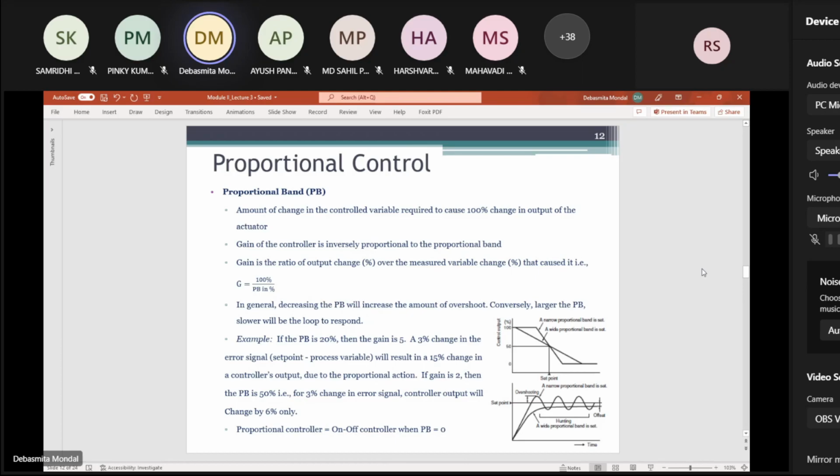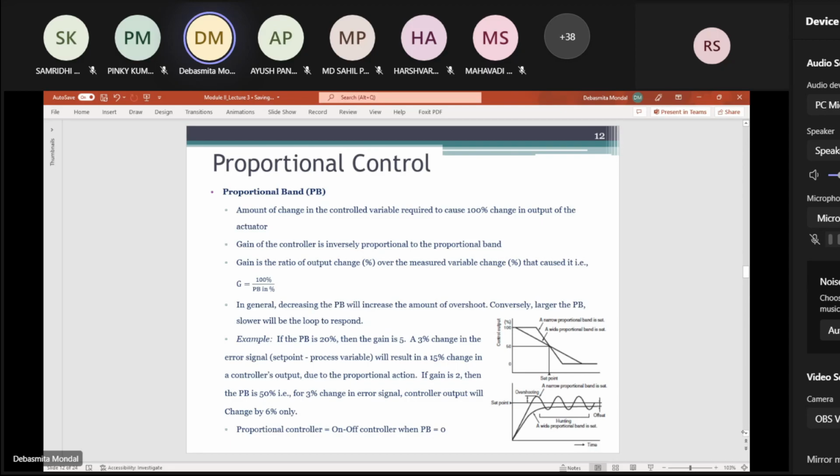The proportional band is the amount of change in the control variable that is necessary in order to get a 100% change in the output of the actuator. If you see this figure, this is the control output, and this is your set point. Fine, at the set point, your controller is providing an action of 50%. Now your input is increasing.